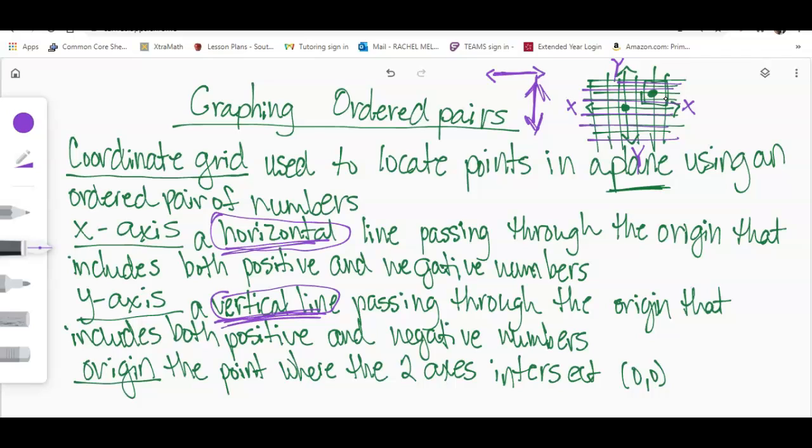Then we have what's called the origin. Origin is the point where the 2 axes intersect. So right here is where the x and the y axes intersect or meet. We always call that point 0, 0. So when I'm graphing, that's always the 0, 0 point. Right here, 0, 0. And I always start there before I move to the left or the right.